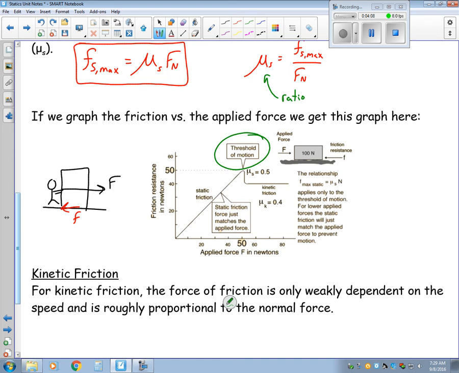Now, from your experience, you may have noticed this. Once you break an object free, it's easier to keep it moving than it was to break it free. That leads us into kinetic friction. And notice that kinetic friction, which is represented by this line right here, is less than the maximum static friction. The physical reason for that is because once you break those peaks and valleys free, it's just easier to keep breaking them free than it is to let them reestablish if you stop.